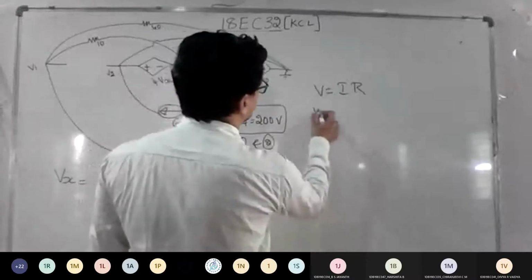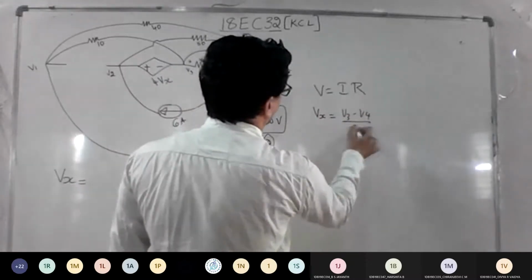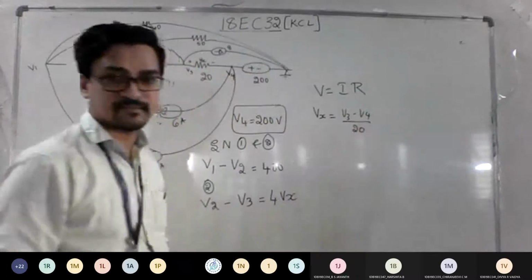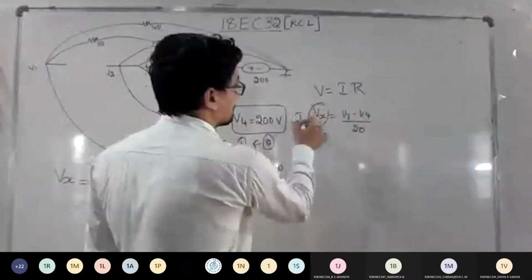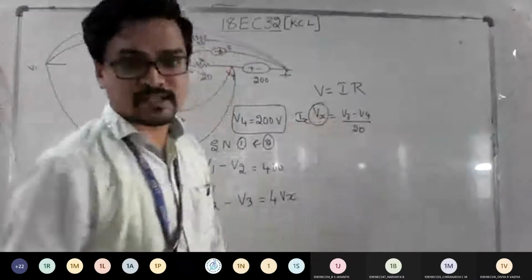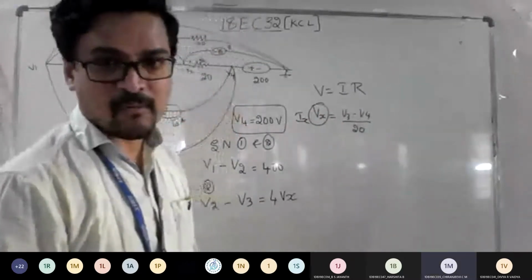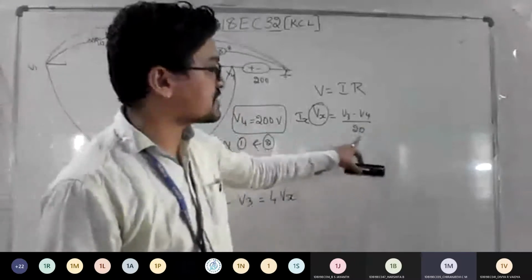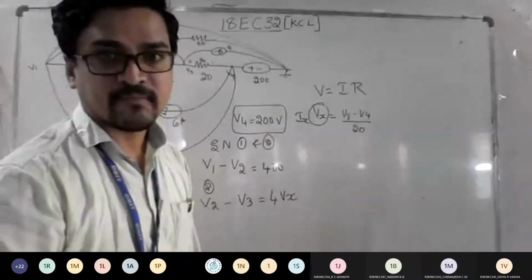So what you're telling is like this: Vx is equal to V3 minus V4 by 20. Is it correct? That is the current. If this was Ix, then what you told is correct. Am I correct? Yes or no? Yes, sir. So what can be done now? You can't write V3 minus V4 by 20. That is for current.